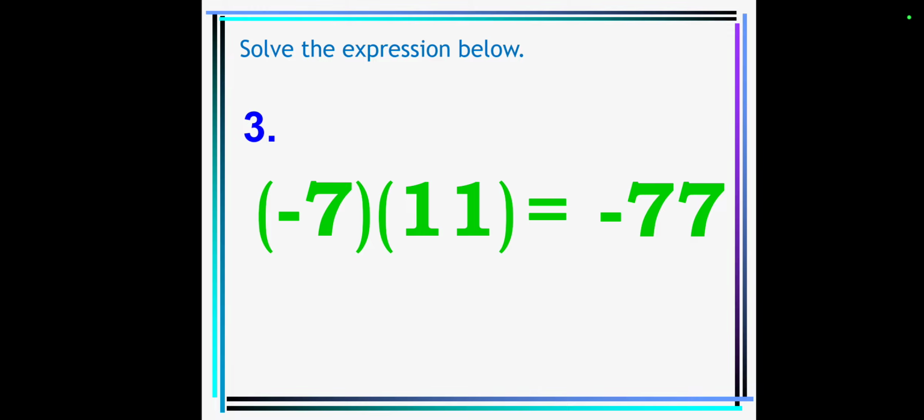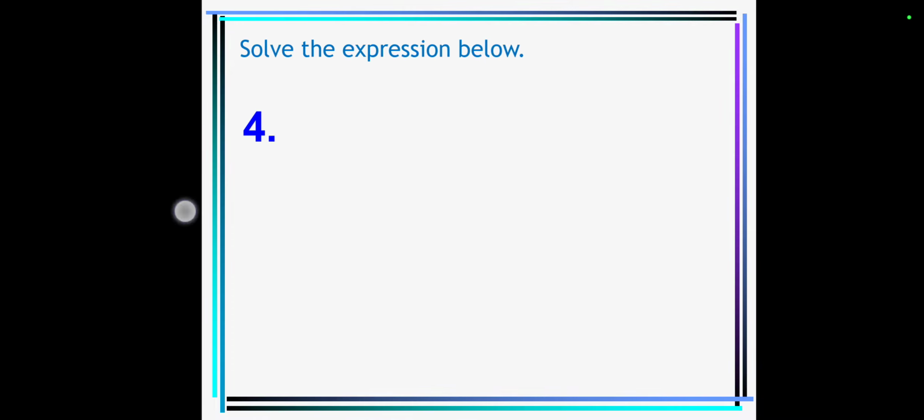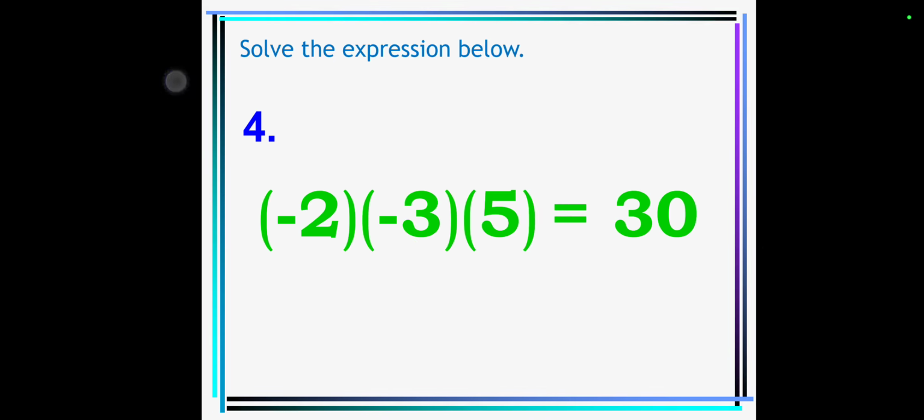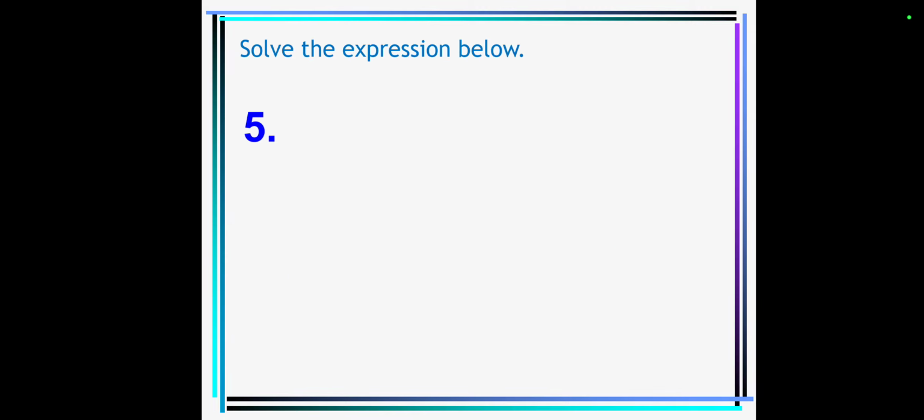So, negative 7 times 11, the answer is negative 77. For what reason again? You just have to multiply the numbers and with the sign, you have no partner for the negative there. So, it's negative. How about this? Negative 2 times negative 3 times 5. Of course, the answer is positive 30. Why positive? Because the negatives are partners. They don't worry as long as they are partners.